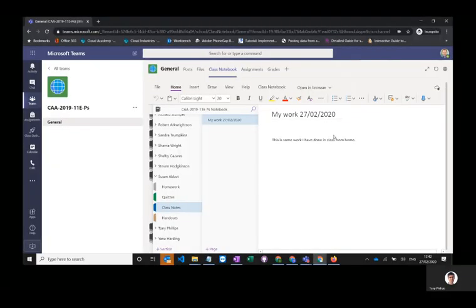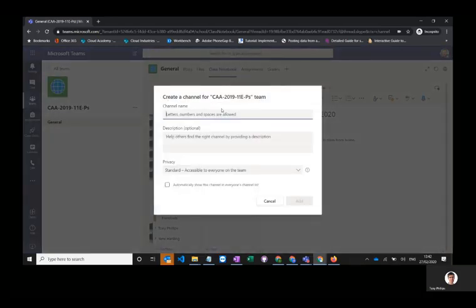What about if the teacher wants them to work in groups and do some project work? You could do that as well, quite easily using channels. There are two kinds of channel: public channels that anybody can see, and private channels.